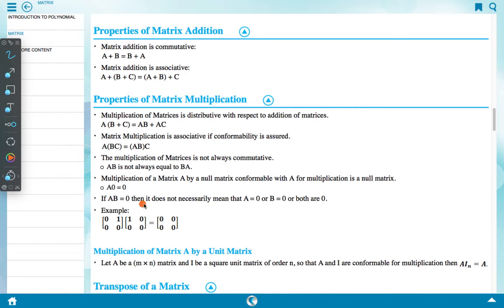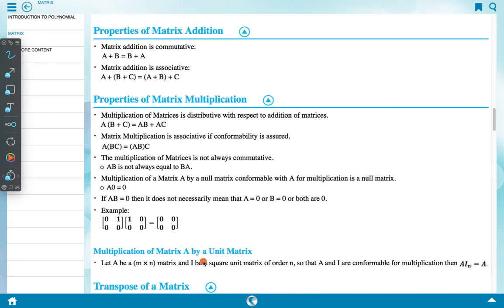If AB equals 0, then it does not necessarily mean that A equals 0 or B equals 0 or both are 0. Example: [0 1; 0 0] into [1 0; 0 0] is equal to [0 0; 0 0].